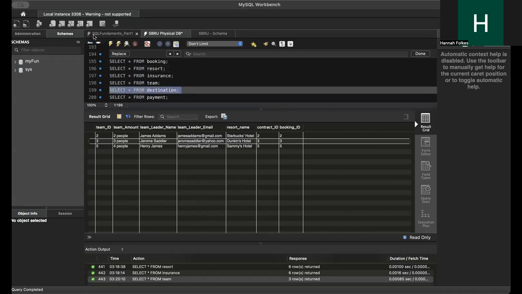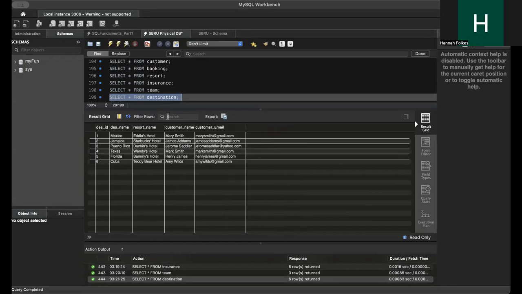The next table that we have here is the destination table, and it's just telling us which destination location each customer is staying at and the hotel that they're staying at. So the first column of the destination table is the destination ID number, then it's the destination name. So it's like the location that each customer has chosen to stay at. Then the next column is the SBRU resort. So it's like the SBRU hotel each customer is staying at, and then followed by the customer's first and last name. And then the last column is the customer's email.